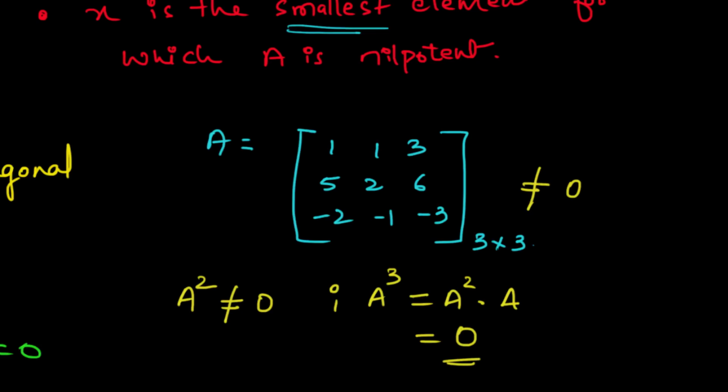So here we can say that A is not equal to a null matrix, A square is not equal to a null matrix, but A cube is a null matrix. Then A is a nilpotent matrix of order 3. So 3 is the smallest integer for which A is a nilpotent matrix.